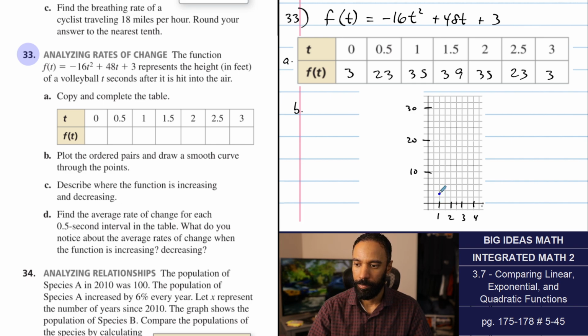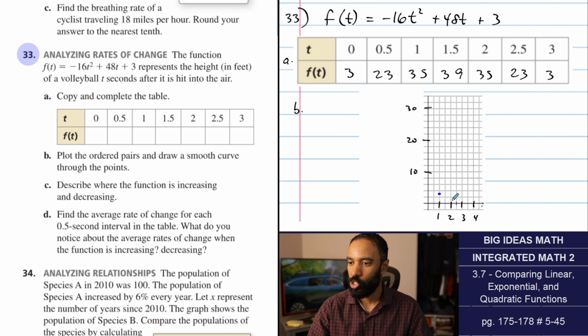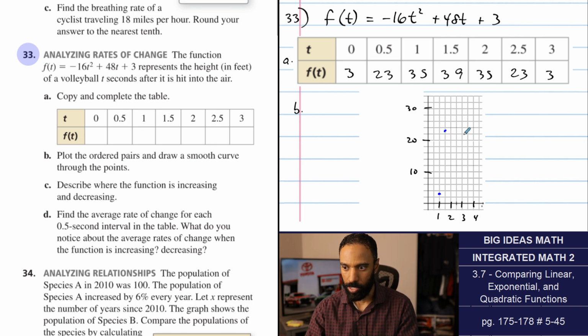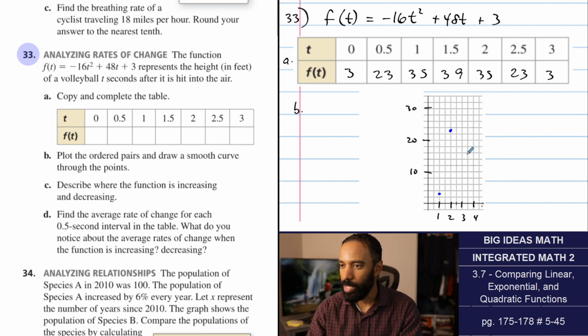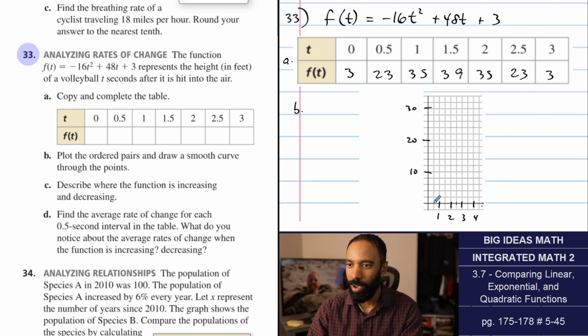1, 3. 2, 23. That's really shooting up, man. 2, 23. Oh, that's not 2. 3, 39. Oh, 3, excuse me. Oh, hold on a second. Hold on, this isn't 1. Let's do that again. 0.5, oh, 0, 3. What am I doing? 0, 3. Yelling at the screen. 0.5, 23. There we go. 1, 35.